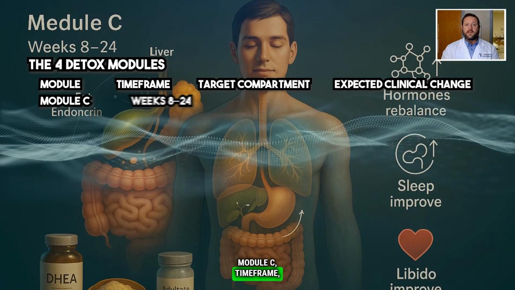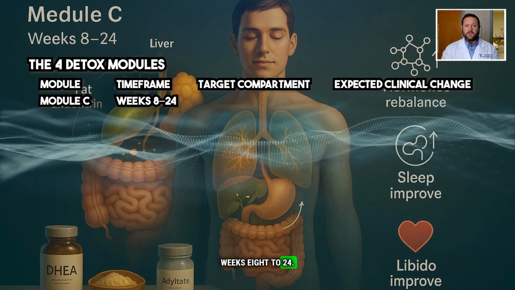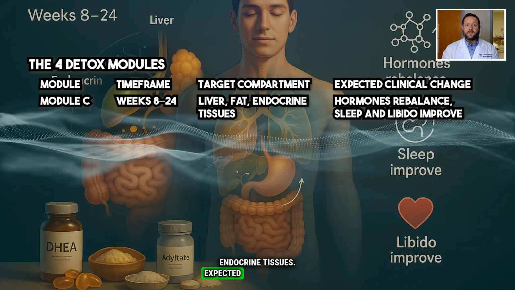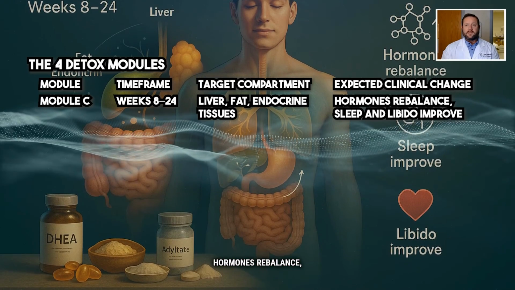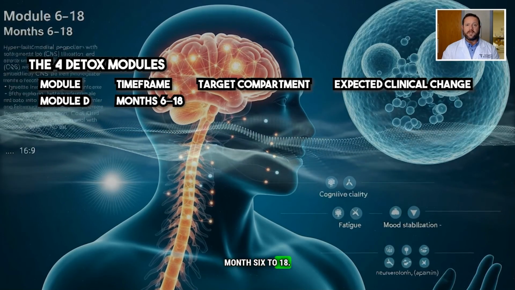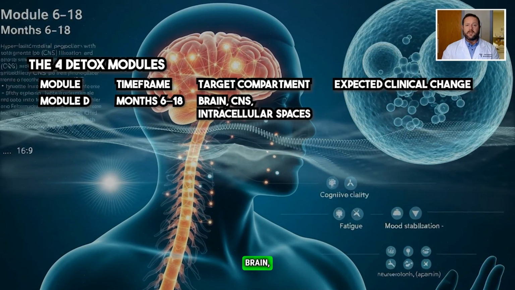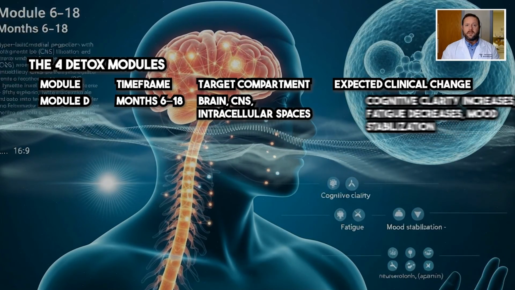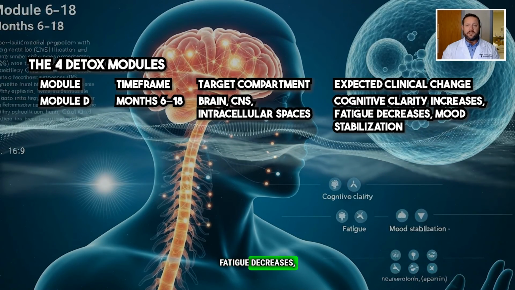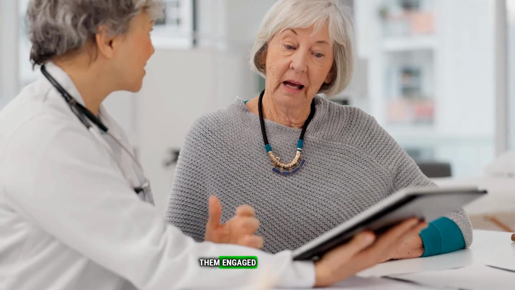Module C, time frame, weeks 8 to 24, target compartment, liver, fat, endocrine tissues, expected clinical change, hormones rebalance, sleep and libido improve. Module D, time frame, month 6 to 18, target compartment, brain, CNS, intracellular spaces, expected clinical change, cognitive clarity increases, fatigue decreases, mood stabilization. Tracking patient progress through these phases keeps them engaged and helps you measure the success of your intervention.